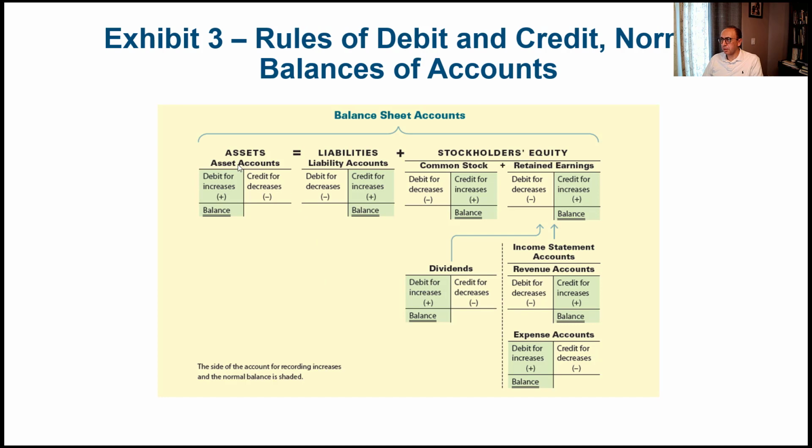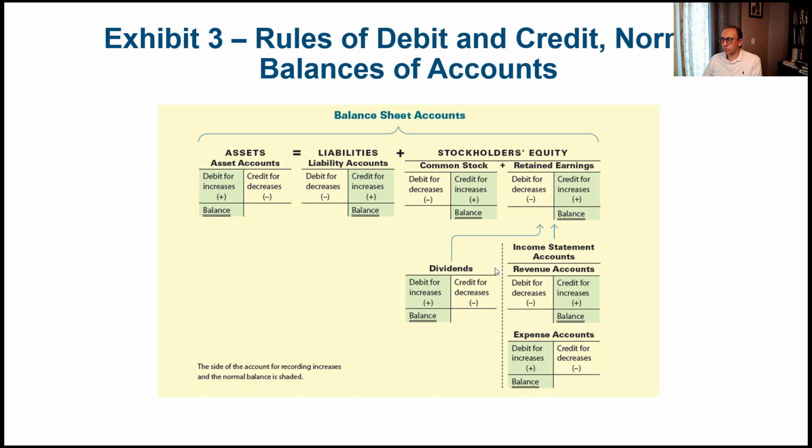So remember, for assets, the green side is the side that they increase on. So the debit side is where we record the increases for assets. For liabilities and stockholders' equity, with its two components, common stock and retained earnings, the credit side is the side of increase. For the income statement, we have revenues and expenses. Revenues follow the same rules as stockholders' equity, where the credit is the increasing side, the green side, and expenses follow the opposite rules of equity. So the debit is the side where they increase.